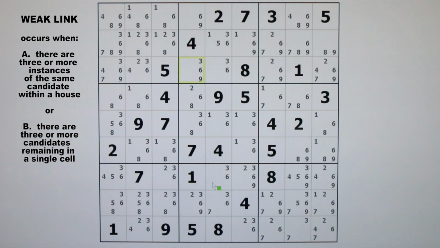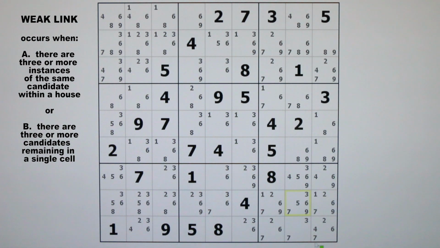And anything 3 or greater, so let's take a look at one, like there are 5 candidates here. So between the 7 and the 3 is only a weak link. Between the 7 and the 5 is only a weak link. Between the 5 and the 9 is only a weak link. So between any two of those 5 candidates within that cell, there can only be, at best, a weak link.